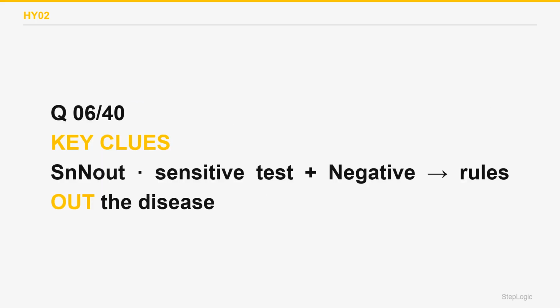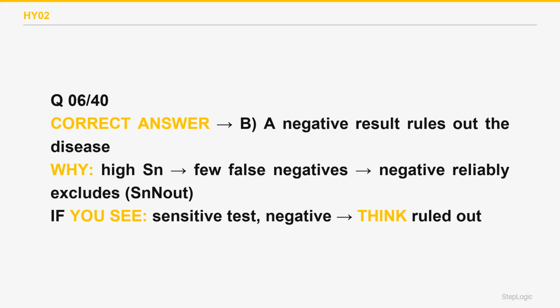A highly sensitive test catches almost everyone with the disease, so it produces very few false negatives. That means a negative result is trustworthy for ruling out disease. The memory hook is SN-N-OUT: a sensitive test that is negative rules OUT. A sensitive test is best for screening, where you cannot afford to miss cases. The correct answer is B.